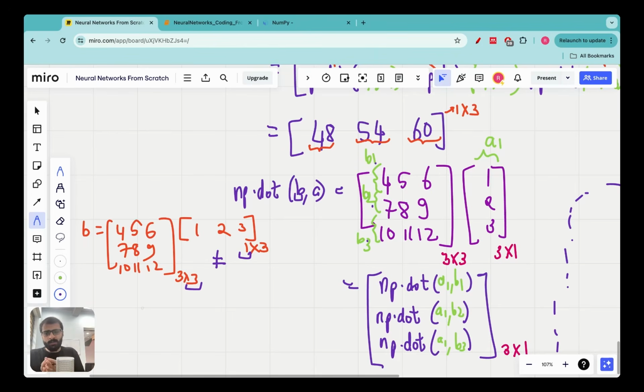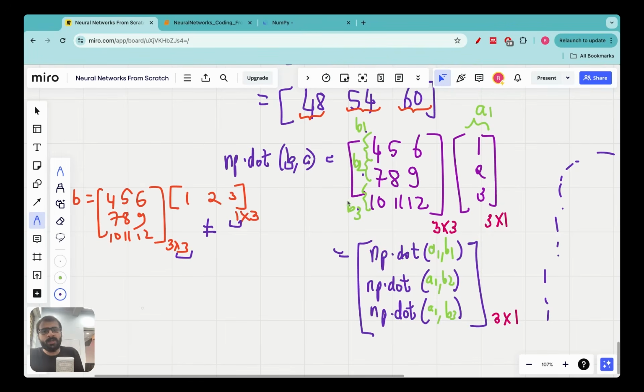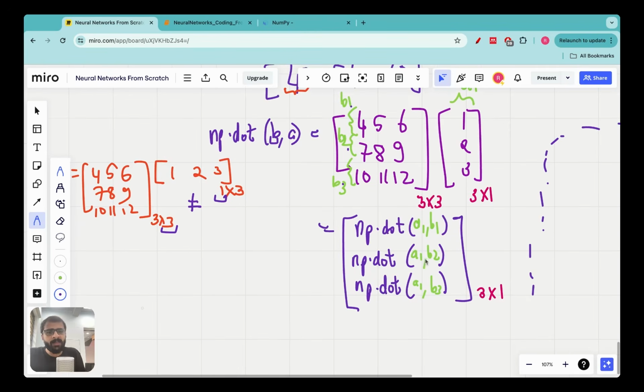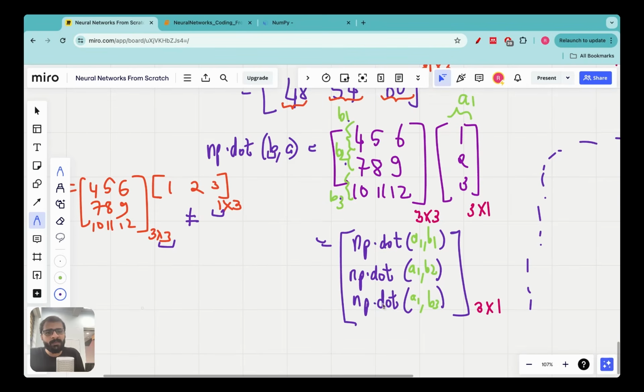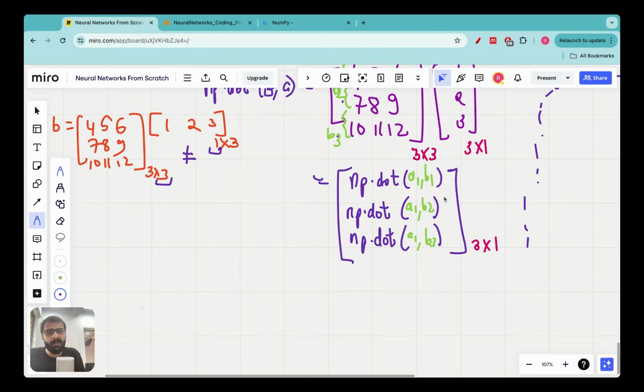When you take dot product of two quantities, the rows of the first quantity will be multiplied with the columns of the second quantity. Just keep that in mind. So then the rows are b1, b2, b3, and the column is a1. So first we take the dot product between b1 and a1, then we take the dot product between b2 and a1, and then we take the dot product between b3 and a1.